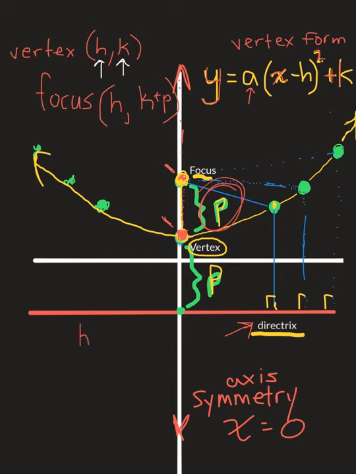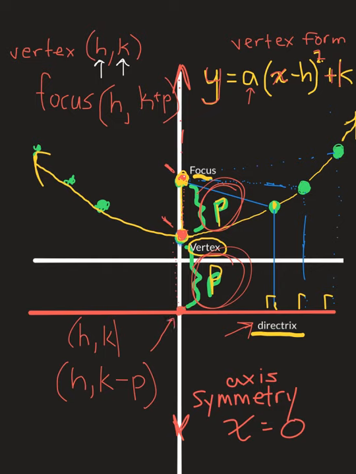Remember the vertex is at h, k? If I want to go from the vertex down here to the y-intercept of the directrix, what do I have to do? Not plus p, but minus p, right? And again, I'm not going to touch my h because I'm not going left or right. h, k, minus p is the location of that point right there.